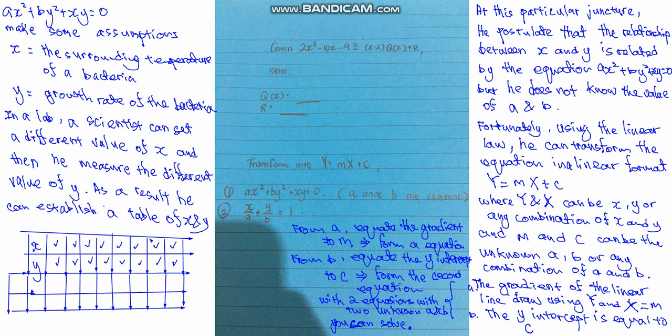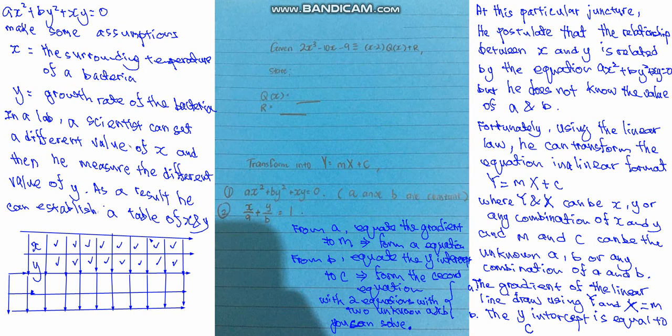In a lab, a scientist can set a different value of x. I mean, he can set a different surrounding temperature where the bacteria is. Okay, and then he looks at the response. The response is the growth rate of the bacteria. When he sets a value of x, he measures the different value of y. Then he changes the value of x, that means he changes the temperature. He measures the growth rate of the bacteria when x is changed to a new value.